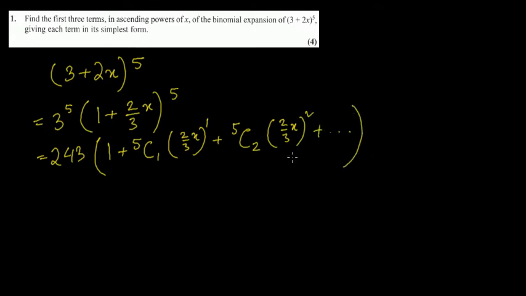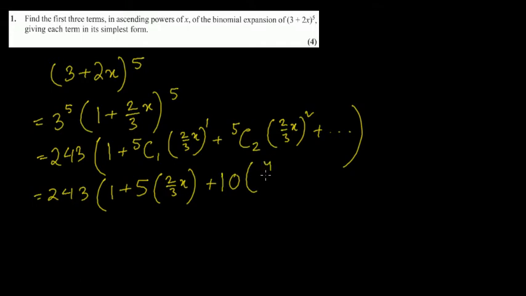And if we break this, this is going to be 1 plus nC1, that means 5C1 b to the power 1, so 2 by 3x to the power 1, plus 5C2 b to the power 2, so 2 by 3x to the power 2, and we don't need anything else. We found our first 3 terms, 1 2 3. Okay, so 243 plus 5C1 is going to be 5, and we have 2 by 3x. 5C2 is going to be 10 from your calculator, and this will be 2 squared is 4, 3 squared is 9, x squared, plus dot dot dot.